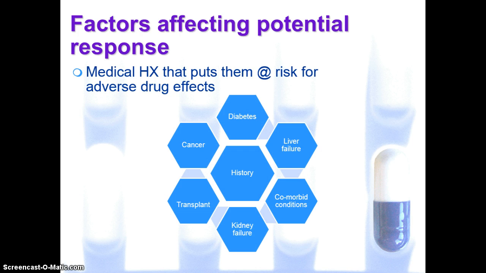So when we think about one of the first bullets in that last slide, we think about history that might put them at risk. You're diabetic, people with liver and kidney failure, huge risk for having problems with their medications, because the liver, remember, metabolizes and the kidneys eliminate the medication. And so if you're not able to break down and metabolize and eliminate, that medication is going to stay in the body and become very toxic.